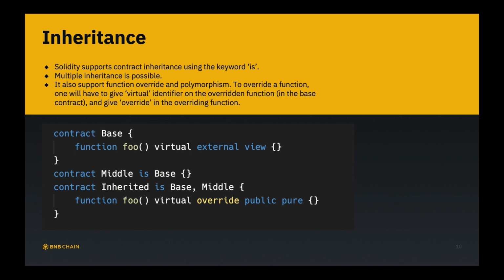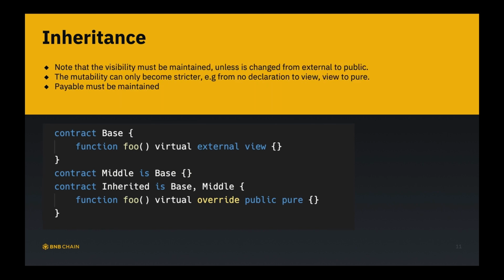We can notice that the visibility and mutability of foo changed inside the inheritance, but this change needs to follow certain rules. The visibility must be maintained unless it's changed from external to public. So either it stays the same or goes from external to public. The mutability can only become stricter.